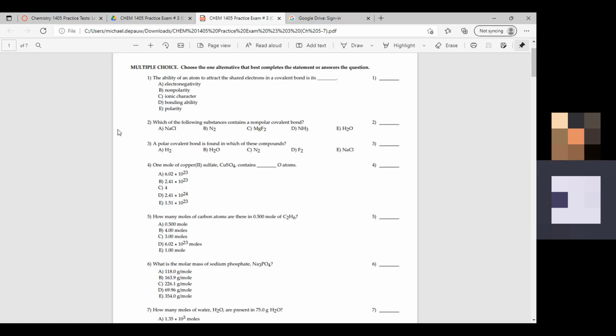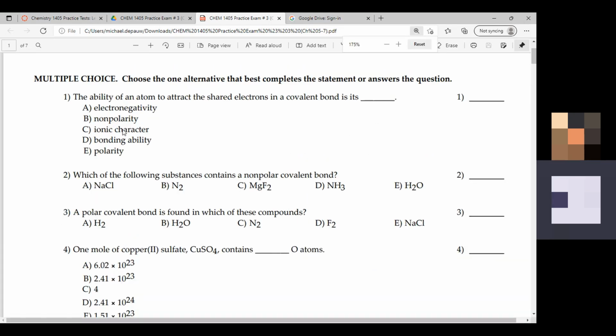Sure. Okay, so I'm going to go ahead and zoom this in, get a better view, yeah, there we go. So it says, which of the following substances contains a nonpolar covalent bond?